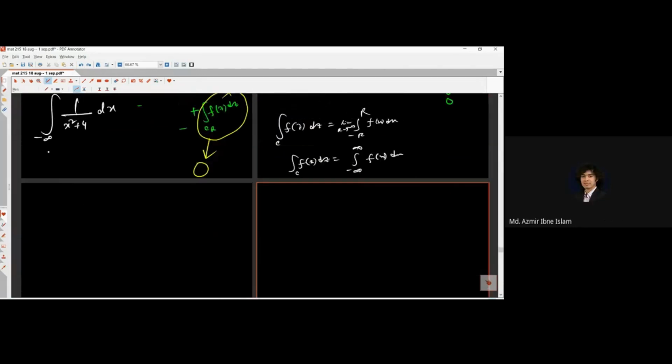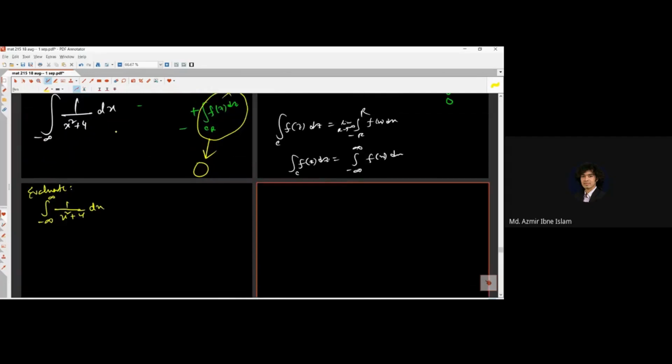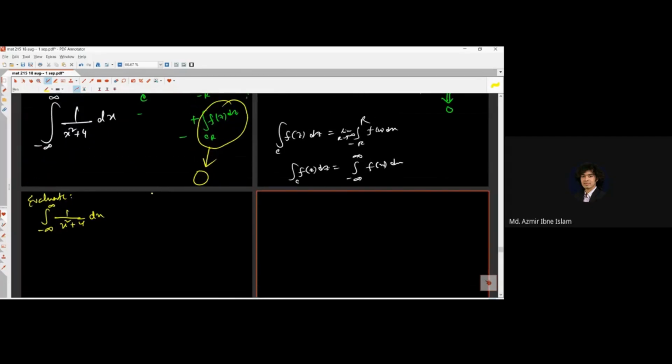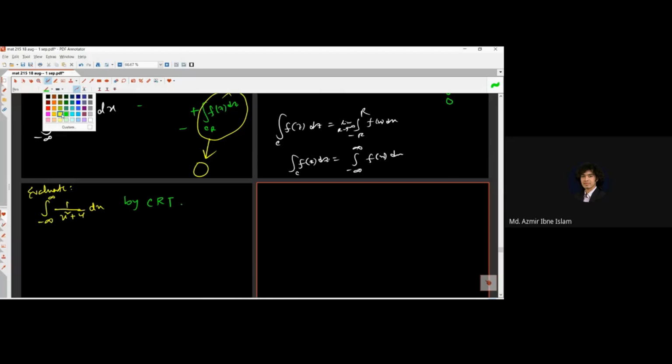So let's solve this integral, whatever I have written here. You will understand now. And then Cauchy's residue theorem will be applied again. So evaluate the integral from negative infinity to positive infinity of 1 over x square plus 4 dx, by using Cauchy's residue theorem. Clear? So can you please tell me what is the main function here? Here f of x is equal to 1 over x squared plus 4.